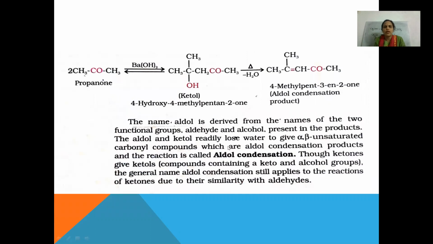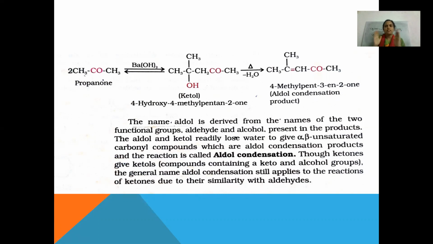Similarly, propan-2-one on treatment with barium hydroxide results in giving you ketol, 4-hydroxy-4-methylpentan-2-one, and this removes water molecule resulting in the formation of aldol condensation product, 4-methylpent-3-en-2-one.